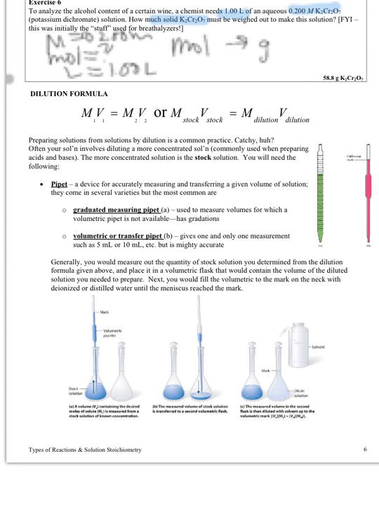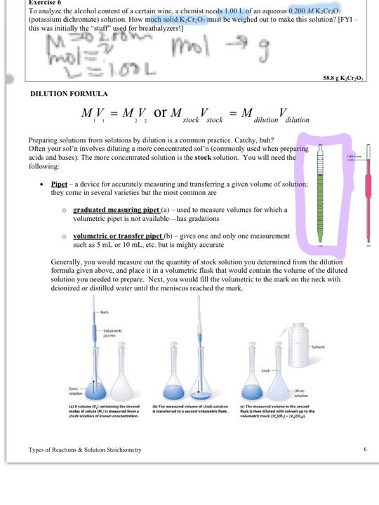First, the pieces of equipment. A pipette is a device for accurately measuring and transferring a given volume of solution. They come in several varieties. I believe we used a graduated cylinder in our lab, but they look just like this over here on the right hand side. That is a pipette. They're used for measuring exact quantities or volumes.